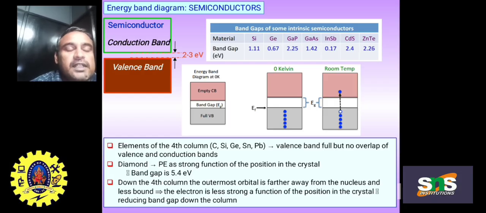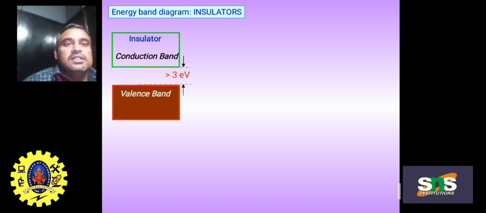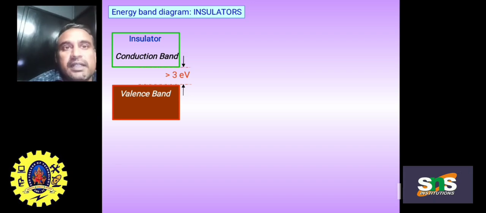Then the variation of Fermi level with temperature, and finally the carrier concentration in intrinsic semiconductors. These are all important points about intrinsic carrier concentration. This diagram shows that the gap in insulators between the conduction band and valence band is more than 3 electron volts, which is called an insulating material.